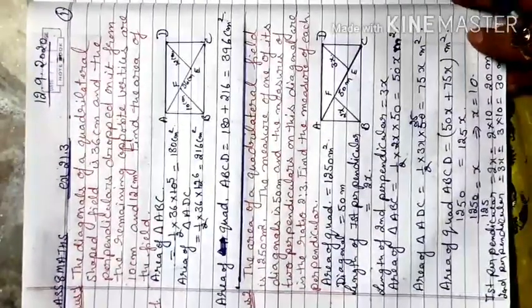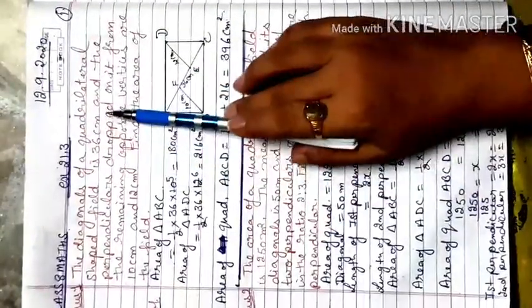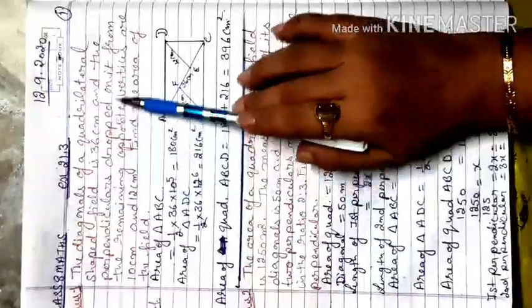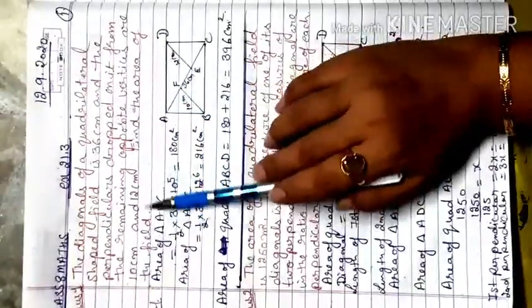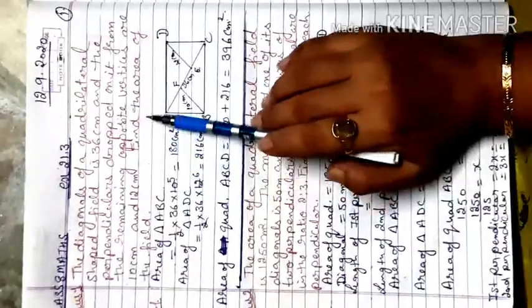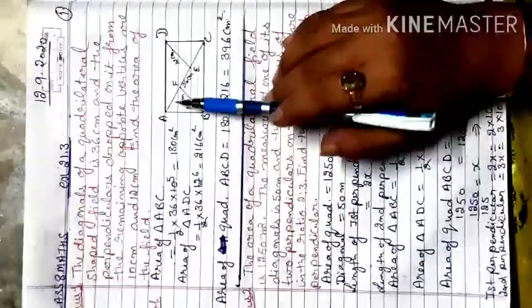In your first question, the diagonal of a quadrilateral-shaped field is 36 cm, and the perpendiculars dropped on it from the remaining opposite vertices are 10 cm and 12 cm. Find the area of the field. According to this statement, our diagram is like this.